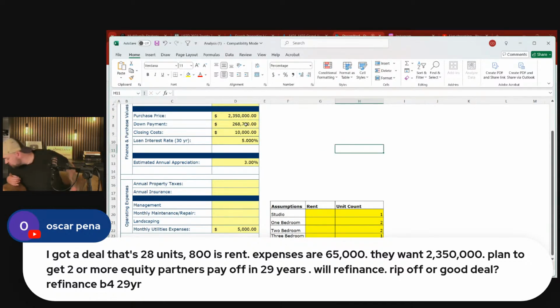Down payment on that bad boy. Where did I throw my phone? I keep doing that. There we are.